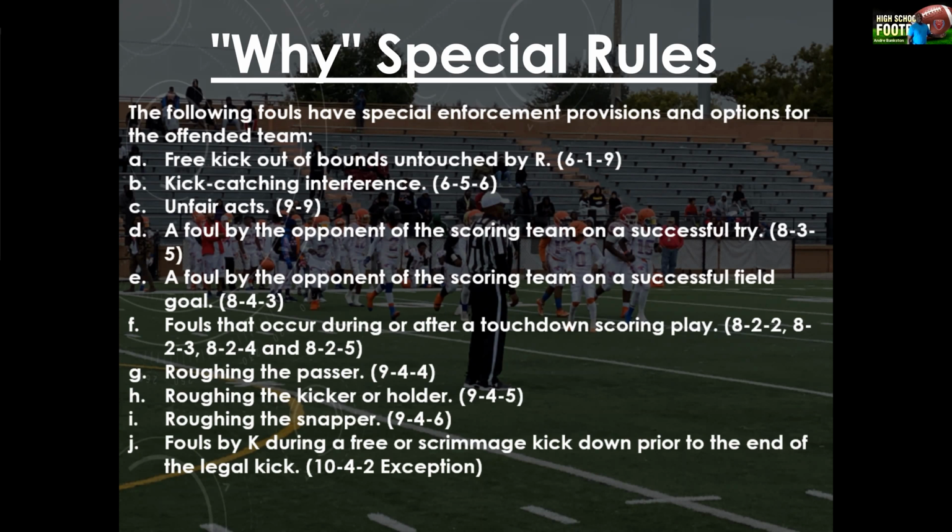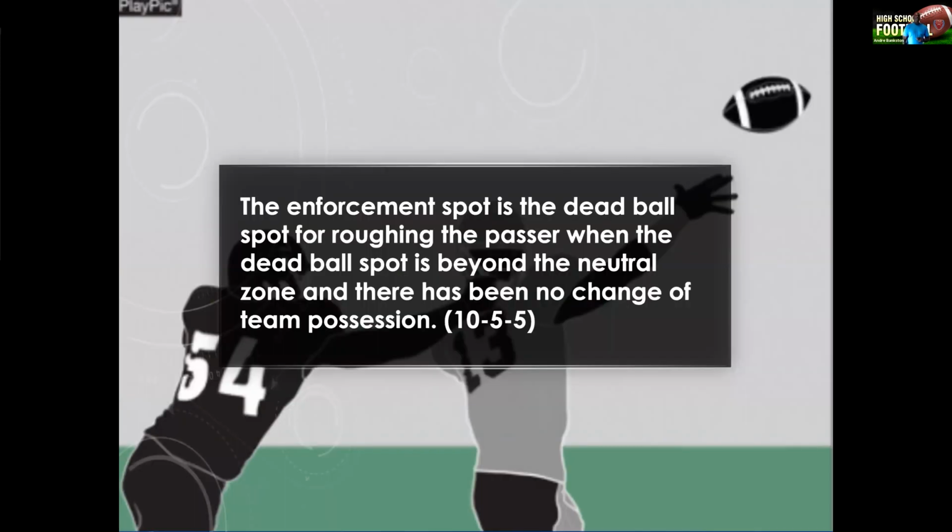So everything we talked about really doesn't apply to these 10. Why? That's the why. I don't know why. That's just the way you do it. For example, the enforcement spot is a dead ball spot for roughing the passer when the dead ball spot is beyond the neutral zone and there has been no change of team possession. So remember, he's passing the ball.